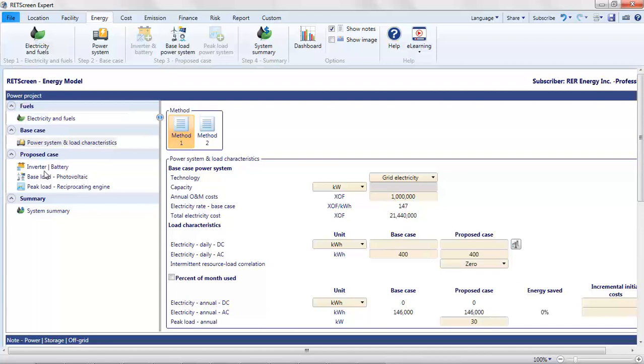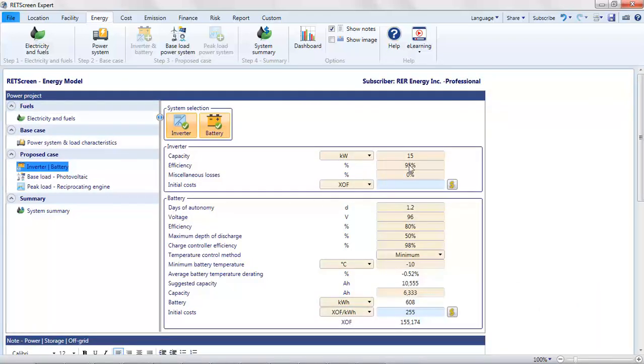On the inverter and battery page, I'll need to update the inverter sizing to match the peak load. You might be wondering why there are no initial costs specified for the inverter. I'll show the reason for this shortly. Here are the battery parameters. RETScreen has proposed 1.2 days of autonomy. This is lower than in previous videos.